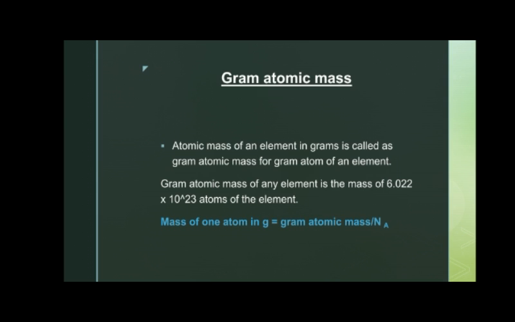It can be calculated by the formula: mass of one atom in grams is equal to gram atomic mass divided by Avogadro number.